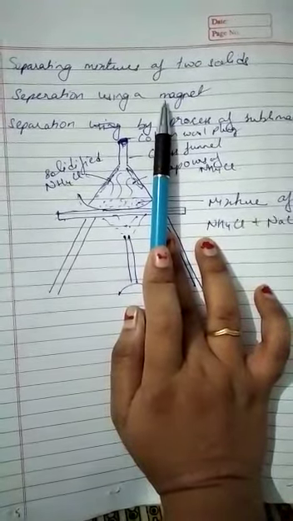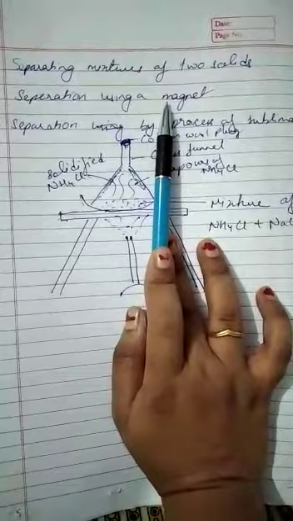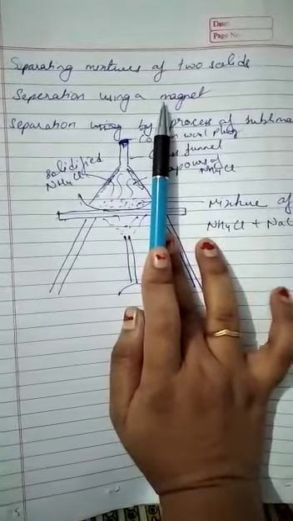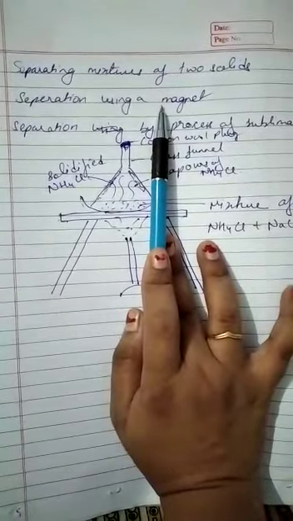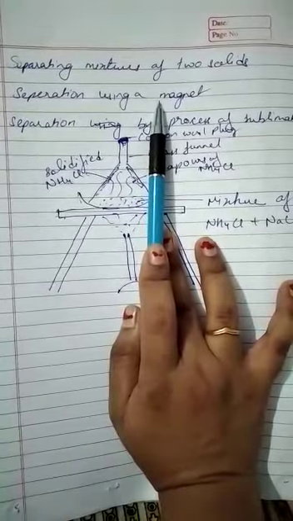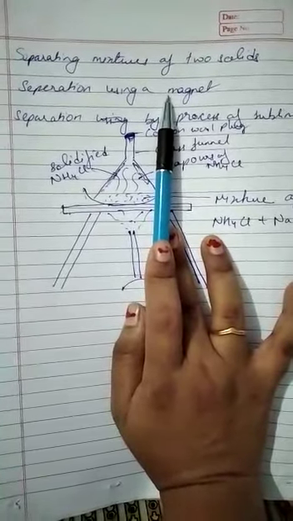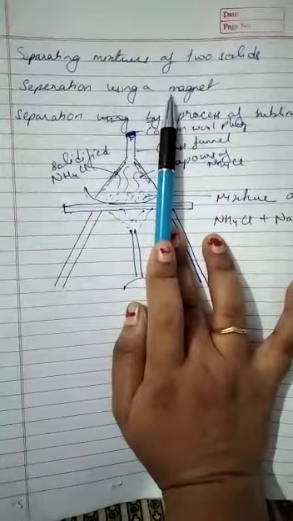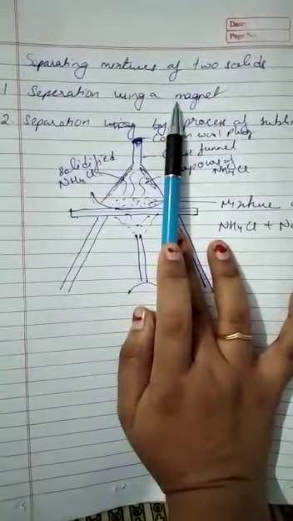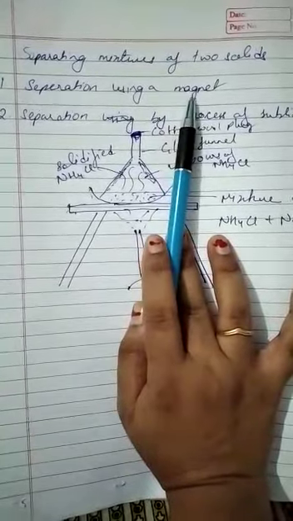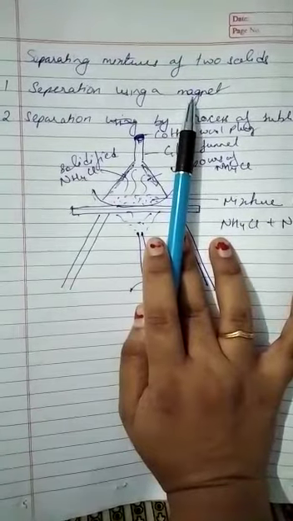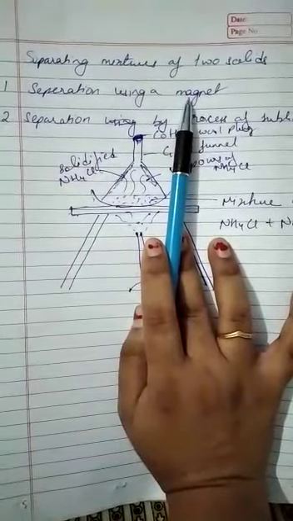For example, a mixture of iron filings and sulfur can be separated by using a magnet. This is because iron filings are attracted by a magnet, but sulfur is not. So those iron filings will get stuck to the magnet, and this is how we can separate them. In order to separate iron from the sulfur powder, a magnet is just moved over the surface of the mixture, and the iron filings are attracted by the magnet. They just cling to the magnet and get separated.